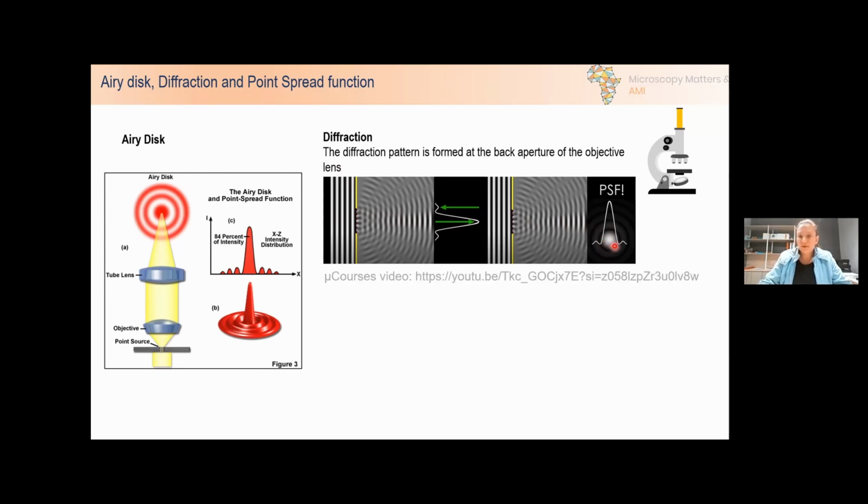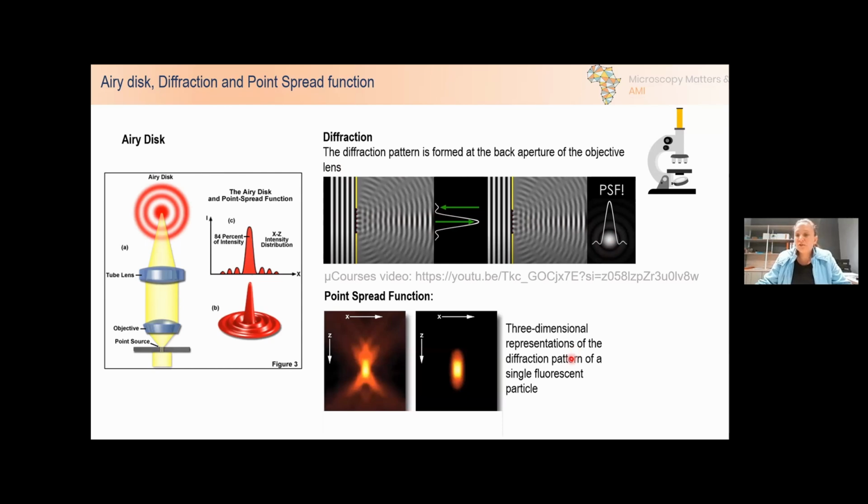The point spread function is basically a three-dimensional representation of the diffraction pattern of a single fluorescent particle. In other words, if there was a fluorescence molecule, and its light has passed into the objective, this is the pattern that you would get without its out of focus light. But if you include the out of focus light, this is what the pattern would look like. For more information on the diffraction pattern and the point spread function and how this affects the numerical aperture, there's another course video as well as an interactive tool that you can go and have a look at.